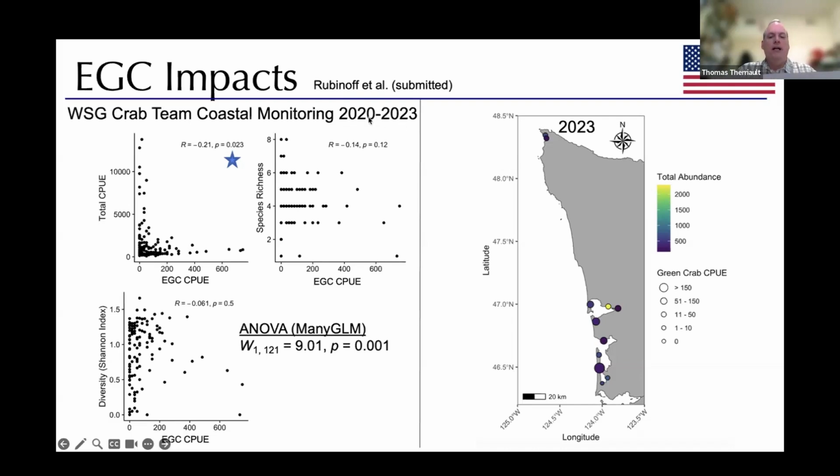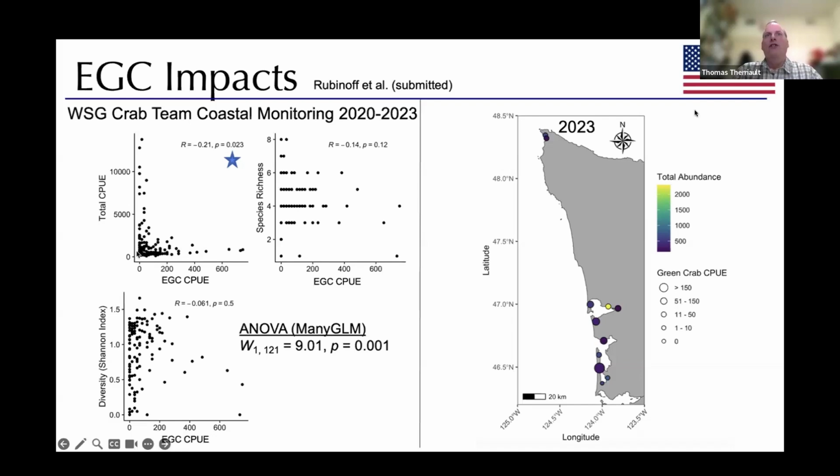using a multivariate analysis approach, many GLM, we're able to look at both the univariate and the more complex relationships. And so we have community metrics that we can look at, and then we can dive deeper into some of the pairwise comparisons among species. And one of the things that we see here is that there's a strong negative correlation between the total CPUE and the green crab CPUE. So this is certainly not good news for our native species.